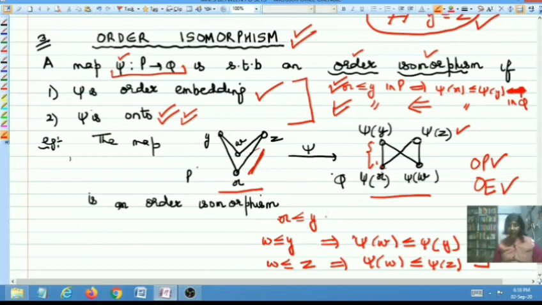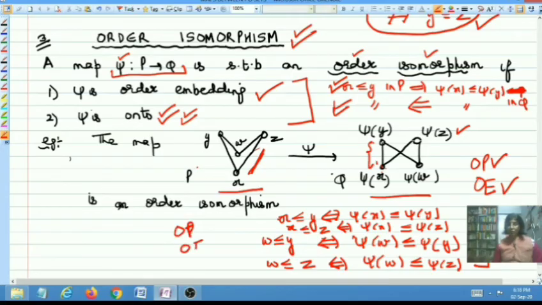Let me write the previous one also. X related to Y implies psi X is related to psi Y, this one is holding, and X related to Z implies that psi X is related to psi Z. So not only this way implications are holding, but the other way implication is also holding, which means that this map is not only order preserving, but it is also order embedding. Also you can see that this map psi is onto, because all the elements on the right have pre-images. So this particular map is not only order preserving, not only order embedding, but it is also an order isomorphism.